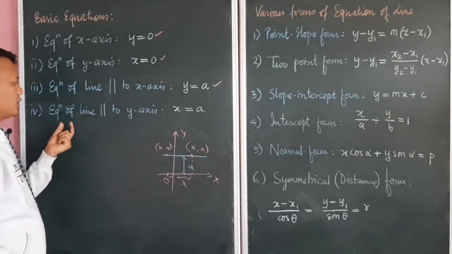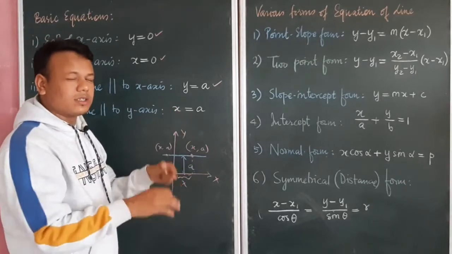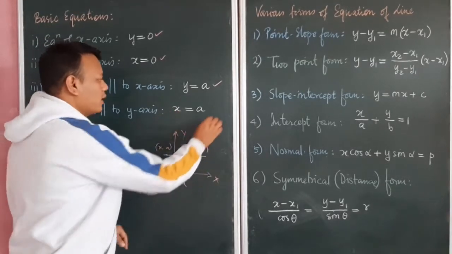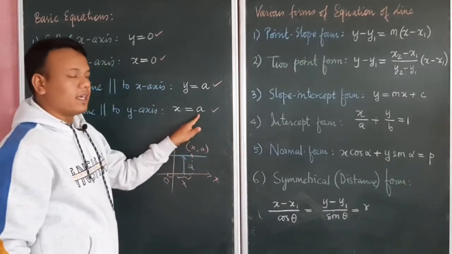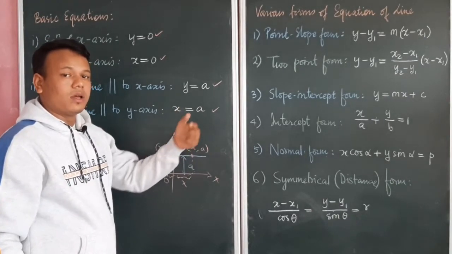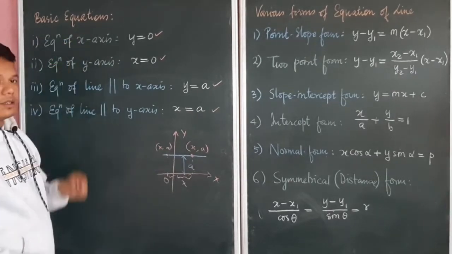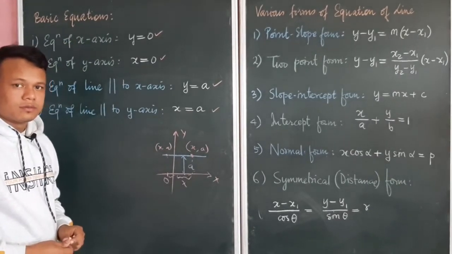Next we have the equation of a line parallel to y-axis, and in this case my equation, in a similar way, is going to be x equals a. Now what is a in this case? a is going to be the distance of the line from the y-axis. All right, so you may pause the video to note down the basic equations.